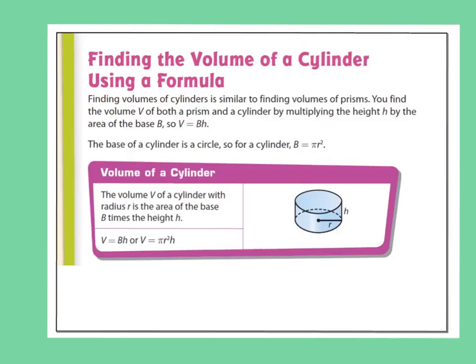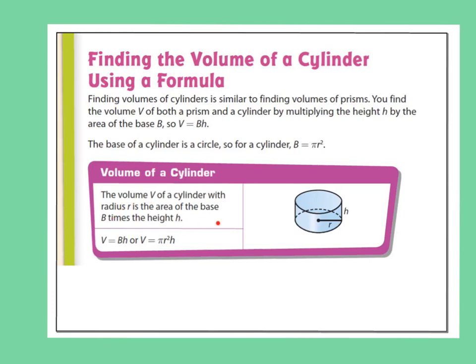To use the formula, we're going to find the volume of cylinders, which is very similar to finding the volume of prisms. You find the volume of both a prism and a cylinder by multiplying the height by the area of the base. So we really are using this same formula, volume equals big B, area of the base, times height. However, the base of a cylinder is a circle. So for a cylinder, the big B comes from the area formula for a circle, which is pi r squared.